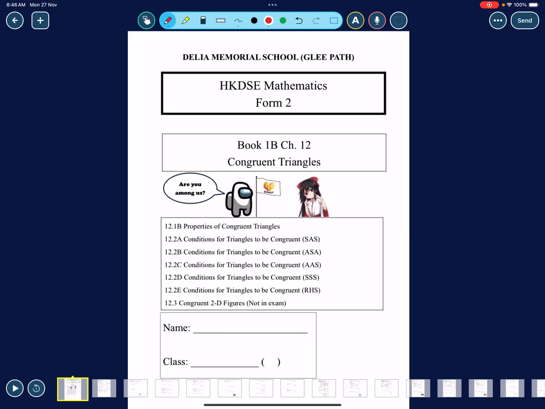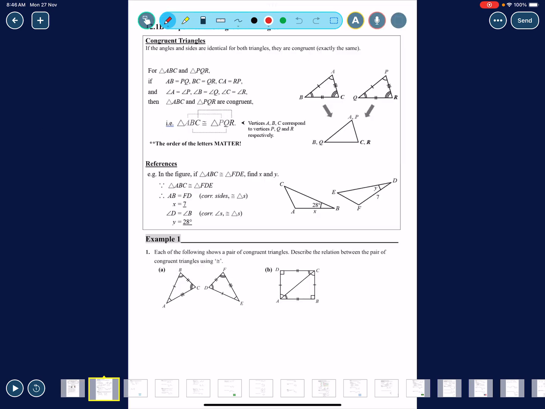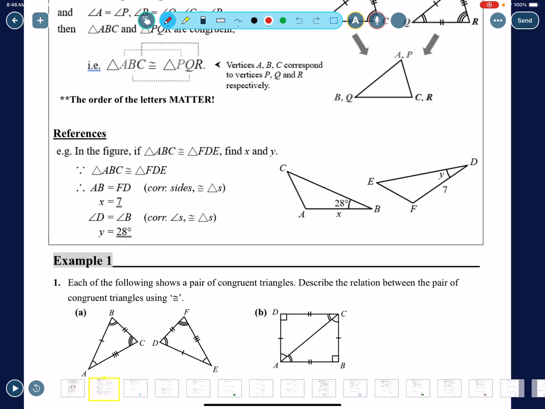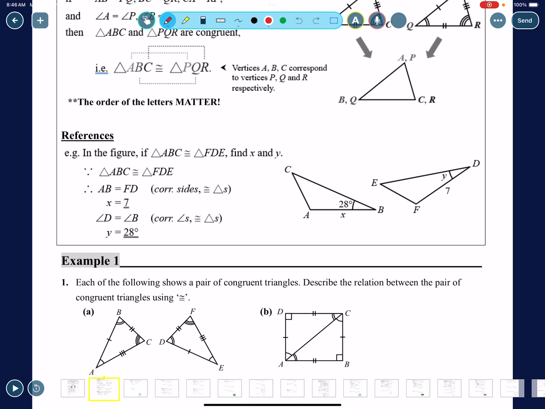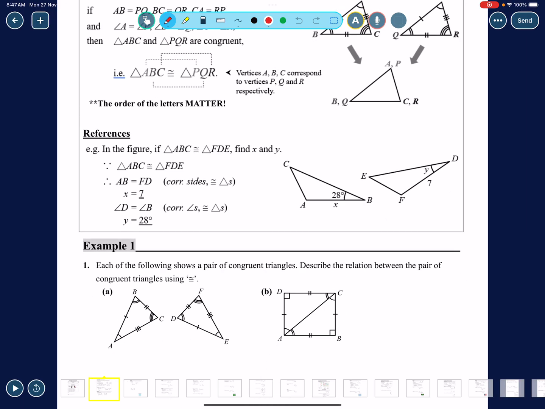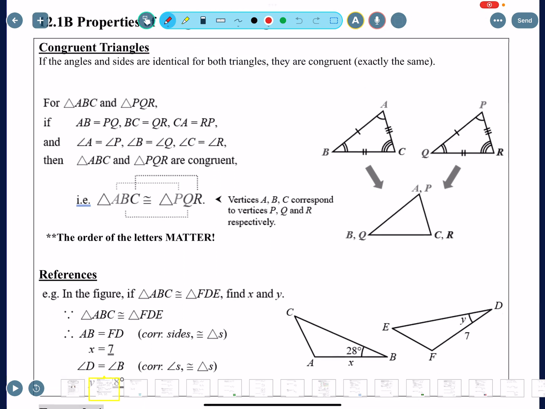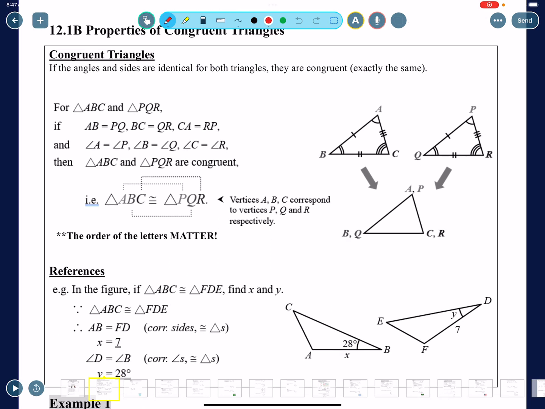Hello, this is a new chapter on Congruent Triangles, book 1B. That's supposed to be taught in Form 1, but we move it to Form 2. Well, hopefully if you're in the future forms, you're learning this in Form 1. Anyways, first you've got to understand the concept of congruent.